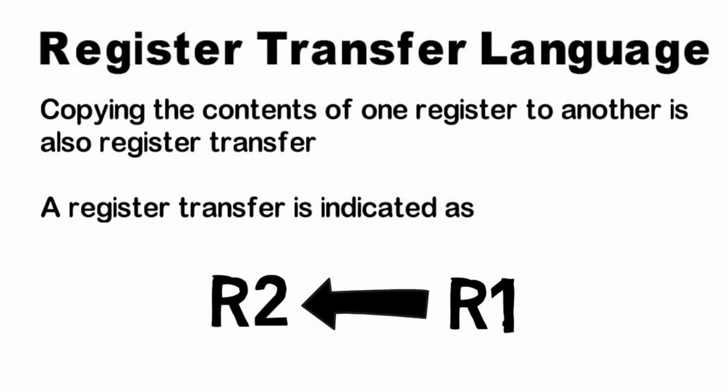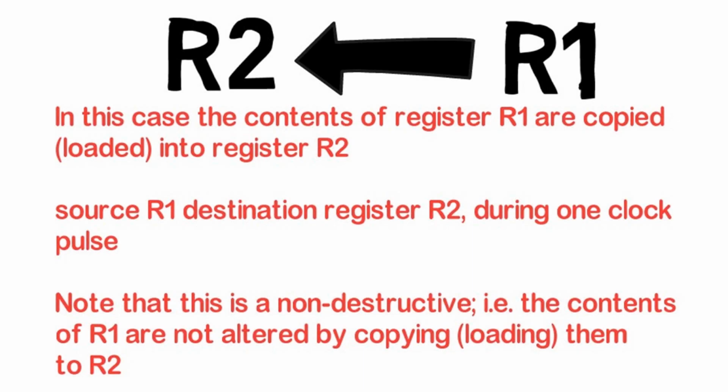Now, what is register transfer language? Copying the content of one register to another register is also known as register transfer. A register transfer is indicated by R1, arrow, R2. Now this arrow can also be known as the transfer operator. In this example, we can see that the content of register R1 is copied or loaded into register R2. The source register here is R1 and R2 acts as the destination register.